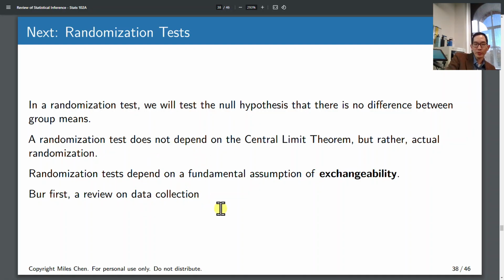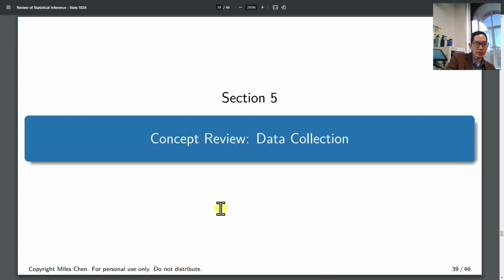But before we do that, I want to just do a quick review on data collection, and this will be the last few slides. And let me give you your last view quiz answer. Last view quiz answer is the letter B. B as in bear. B.